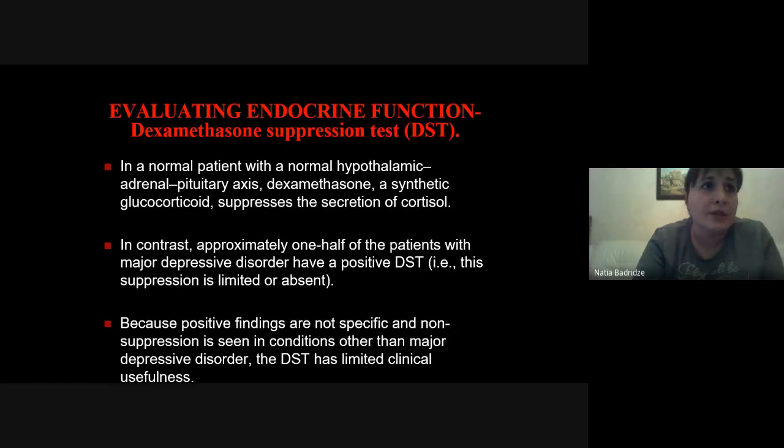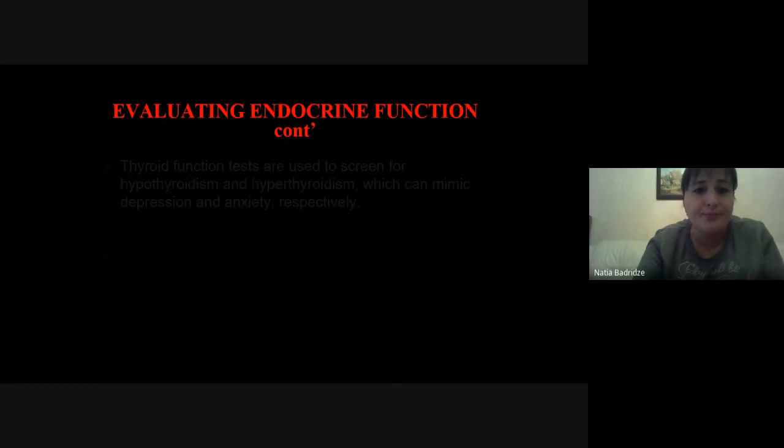In a normal patient with a normal hypothalamic-pituitary-adrenal axis, this test suppresses the secretion of cortisol. You know, cortisol is a hormone, right? But in major depressive disorder, this test is positive, so it means that suppression is limited or absent. So by this test, we can identify that the person might have major depressive disorder. But as I told you, this test is very limited because it is not specific for other disorders, and we can only use the dexamethasone suppression test for major depressive disorder to identify this disorder in patients.